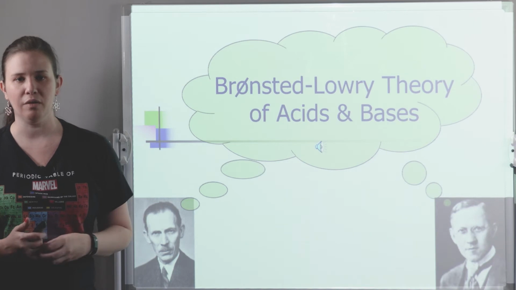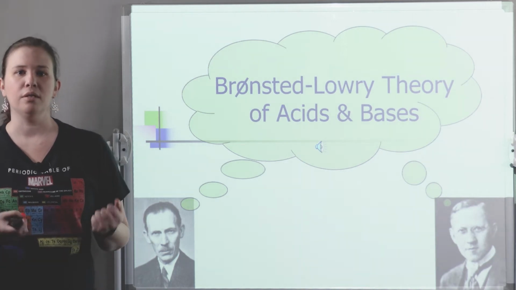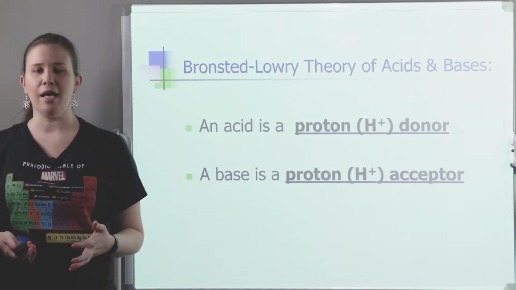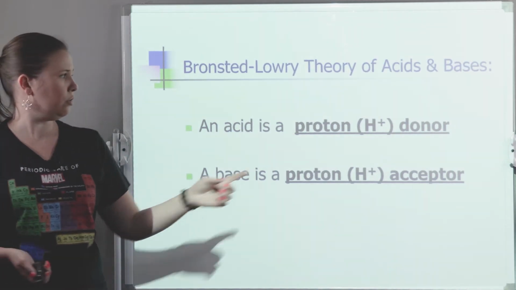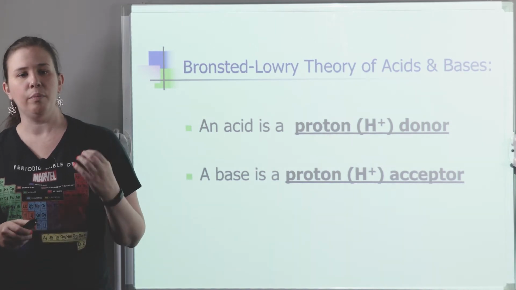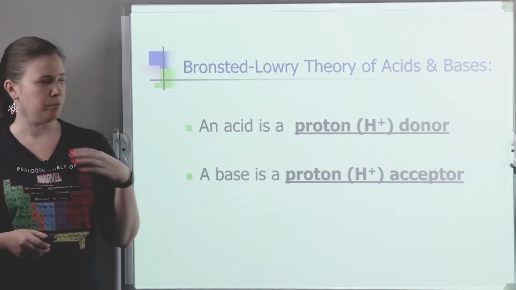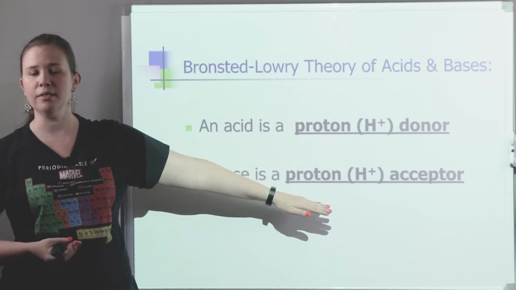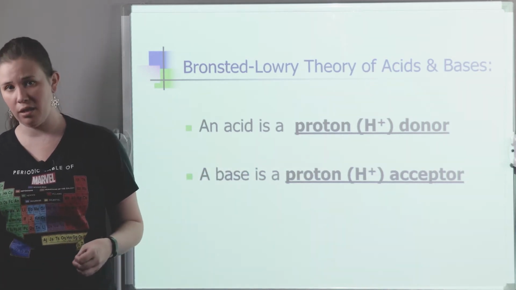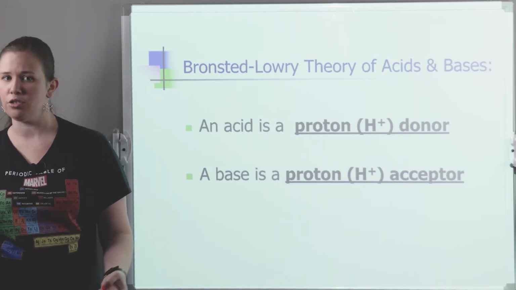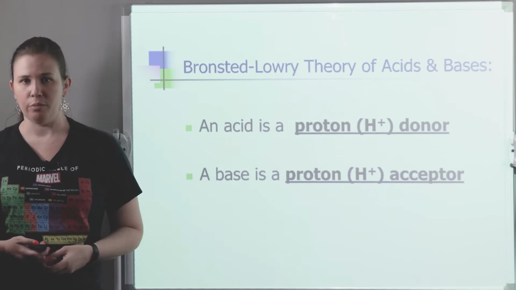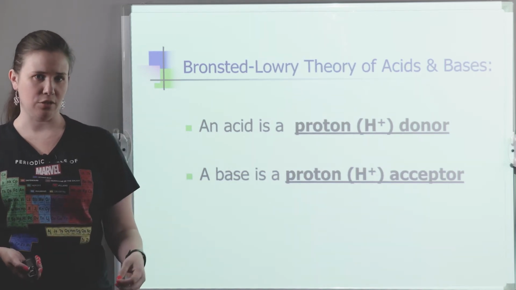Let's look at a little bit of a broader theory, Bronsted-Lowry's theory of acids and bases. So according to these guys, an acid is a proton donor. Remember, a proton and a hydrogen ion are the same thing. And then the base would be a proton acceptor. So they're a little more open-minded. It doesn't have to be the hydroxide that accepts the hydrogen. It could be anything able to accept that extra hydrogen ion. Anything accepting the hydrogen ion is now considered a base under Bronsted-Lowry's definition.